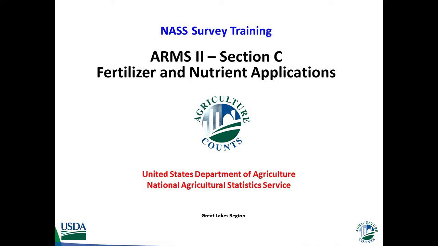In this presentation, we're going to discuss how to complete Section C of the Production Practices Report. The goal of Section C is to identify fertilizer and nutrients used to produce this year's crop on the selected field. There is another video that the Northern Plains region put together which explains the details better on specific fertilizers.